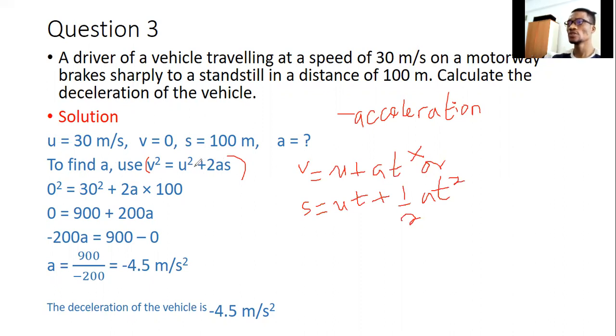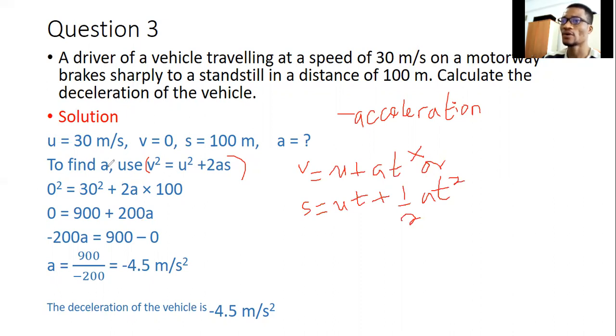So for you to know the correct equation to use for your calculation, you look at the parameters that you are given in your question, and then you consider the equations. Which one do I need to use first, or which one do I need to just put away? This is how to know the correct equation to use for your calculation. I hope this is clear. So let's go ahead and use this equation.